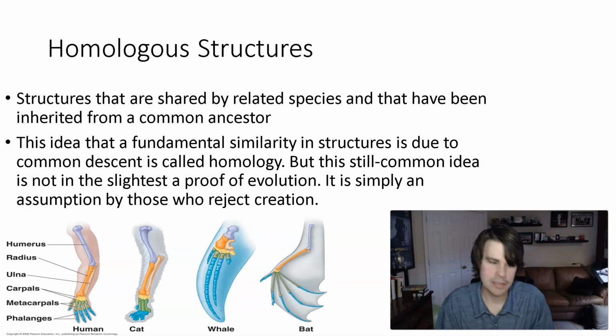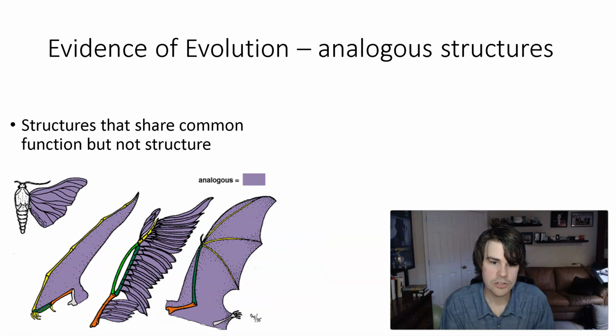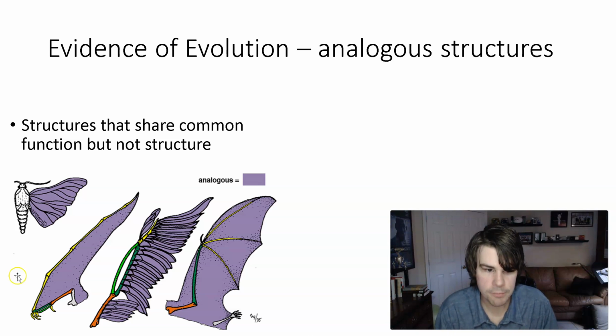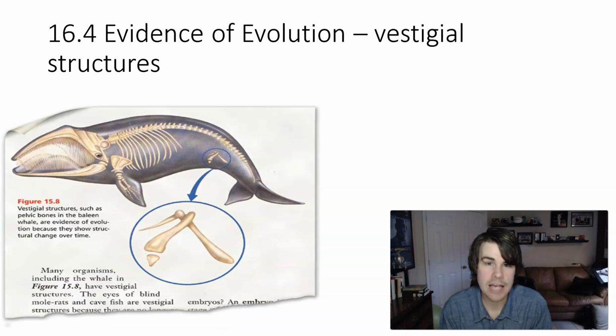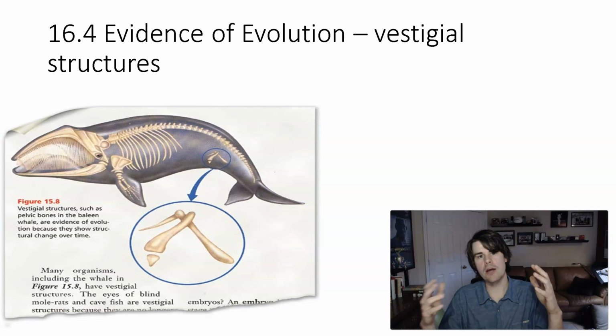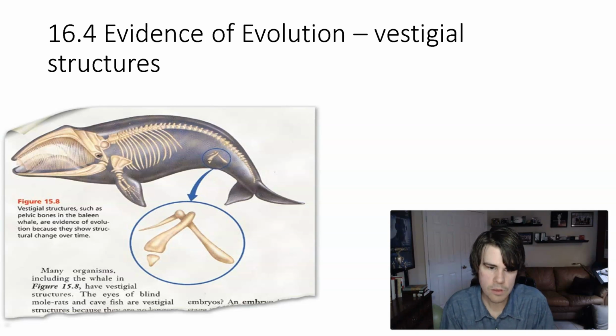This is homologous structures. There are also structures called analogous, which means they have the same function but not the same structure. For example, wings. These are different types of wings. Also, something that's been pointed out throughout the years as evidence for evolution according to naturalism is vestigial structures, which are believed to be leftovers from evolution.